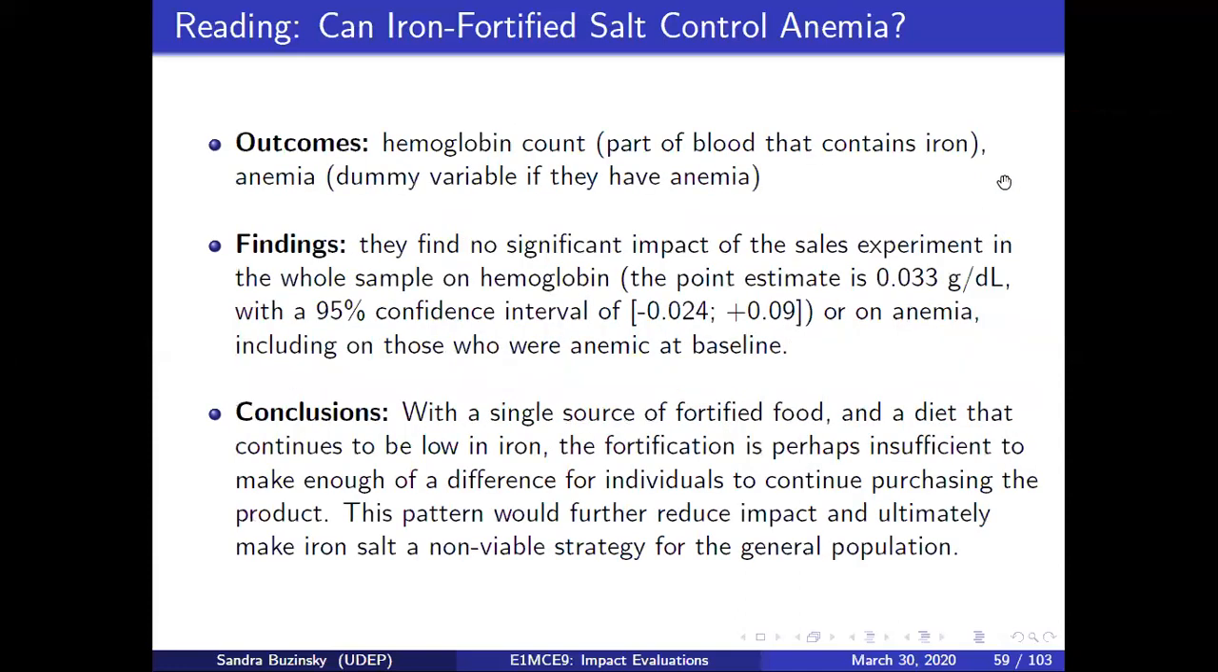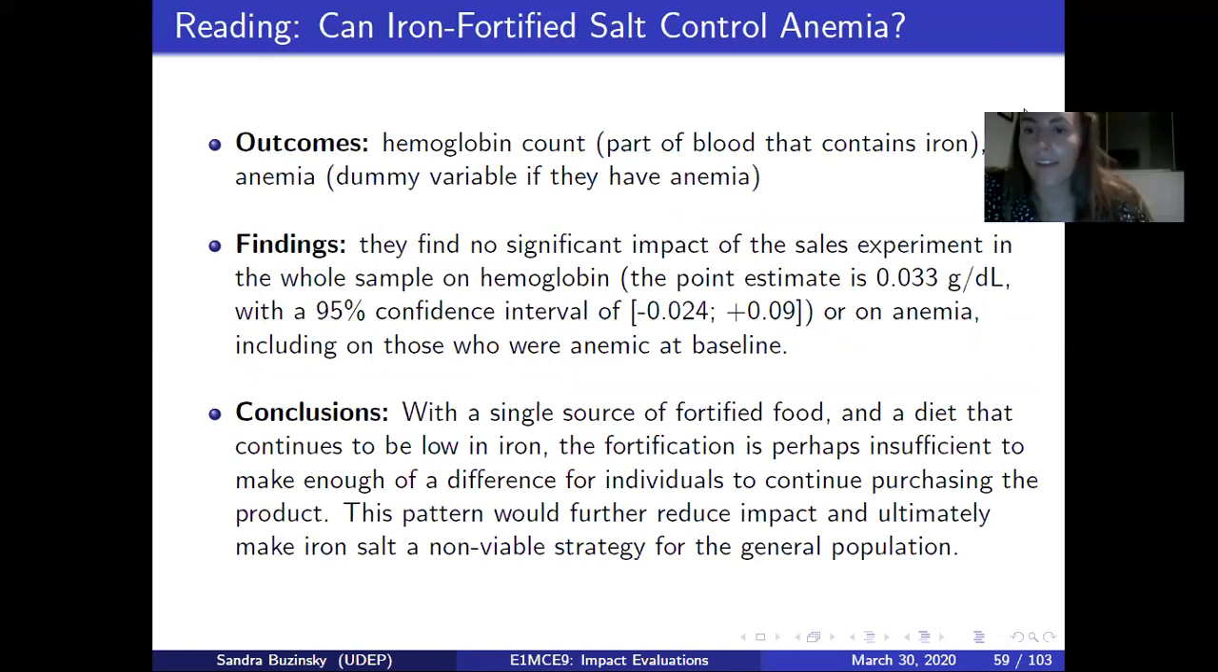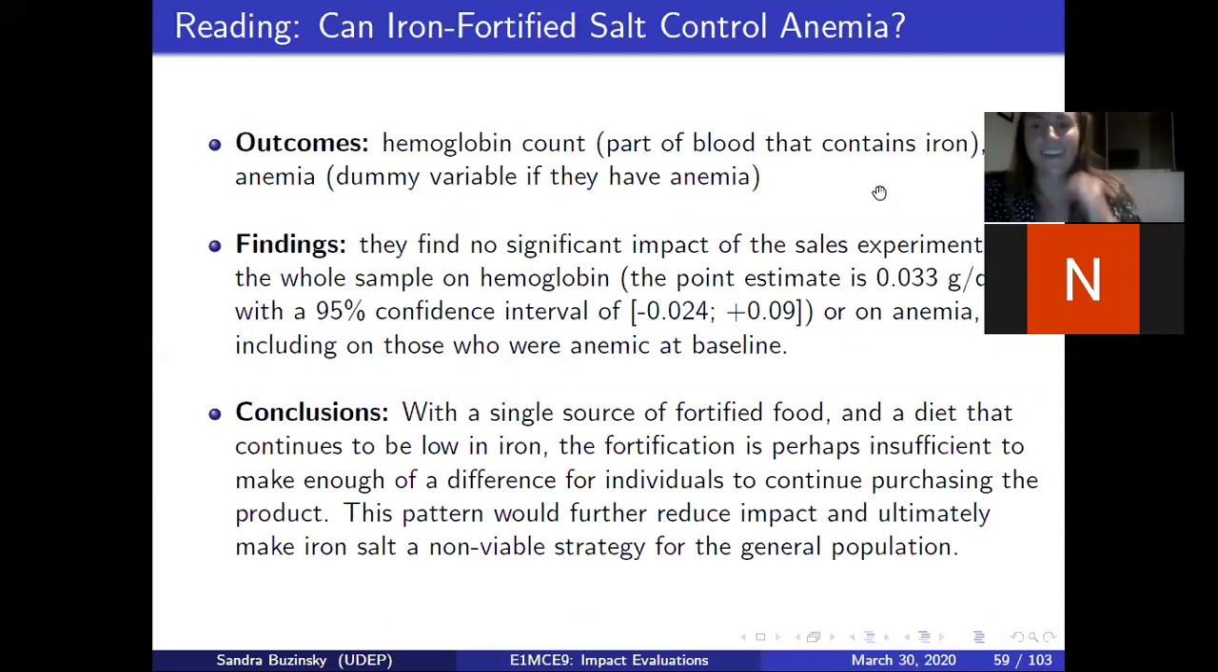Okay, so our outcomes are going to be hemoglobin count, which is basically the part of blood that contains iron. I'm not a biologist at all, so I can't explain that more, but hemoglobin, and then also anemia. So anemia is just a dummy variable if the household or the individual has anemia.